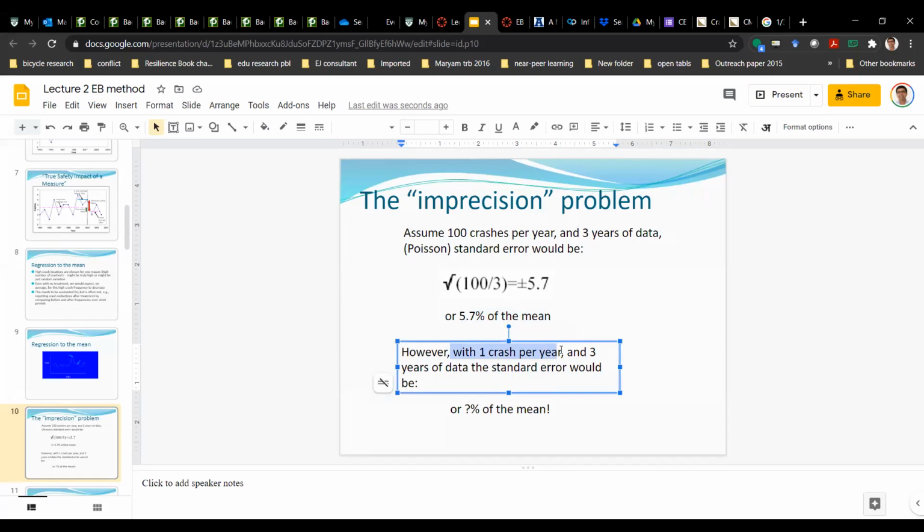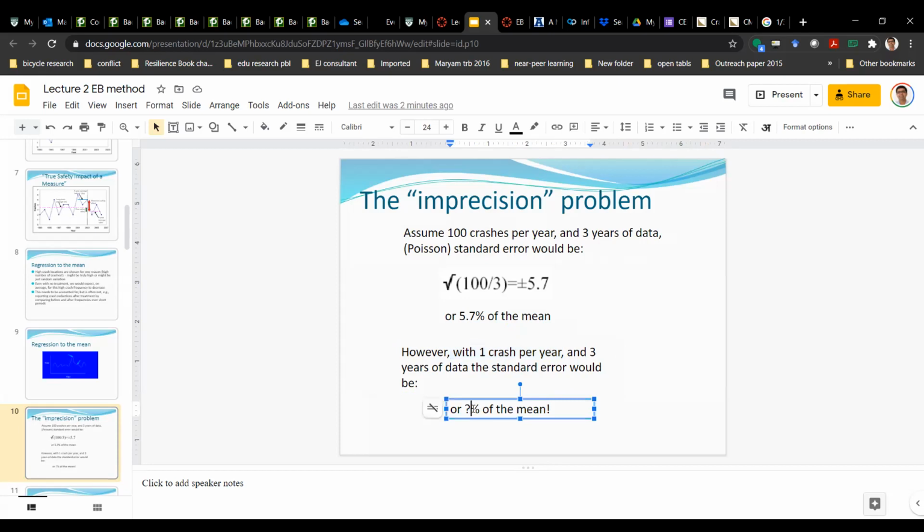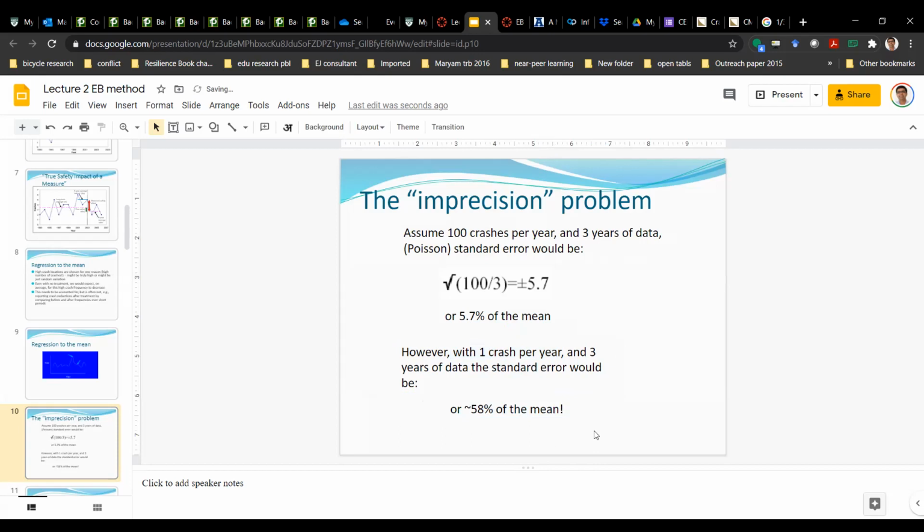And then if you had only 1 crash per year, so total 3 crashes over 3 years, and they might be distributed differently, like 3 crashes all in 1 year, or 2 crashes in 1 year and 1 crash in another year and 0 crashes in the third year, whatever. But total 1 crash per year and 3 years worth of data, the standard error would be 1 divided by 3, so that's 0.33, and you take the square root of that, and that gets you to 0.57 or so, and that would actually be almost 58% of the mean. That gets you to about 58% of the average.